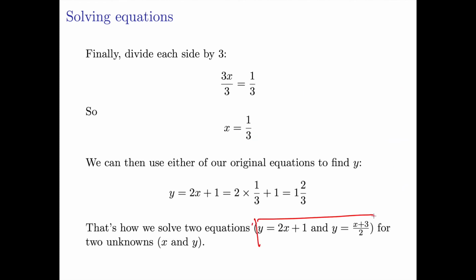In this example, y equals 2x plus 1 and y equals (x plus 3) over 2, for two unknowns, which are x and y. Solving two equations and two unknowns is going to be useful when it comes to solving the equilibrium of a market, for instance. One equation is going to give you supply, the other equation is going to give you demand. So x and y are going to be the price and the quantity, respectively. Given two equations, one that comes from supply and the other that comes from demand, we can solve for the two unknowns, which are price and quantity.